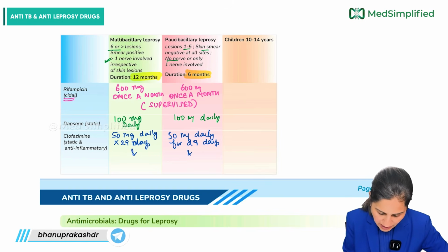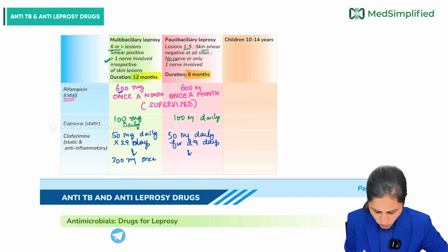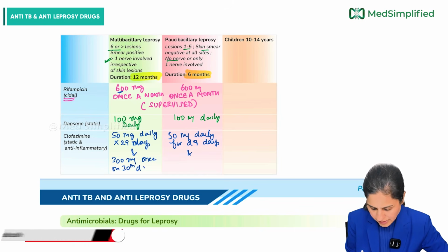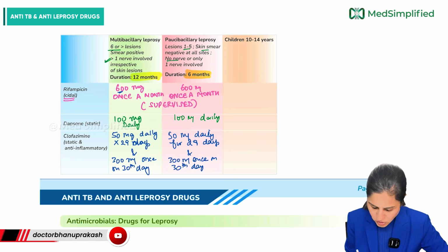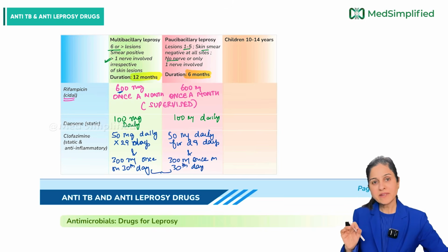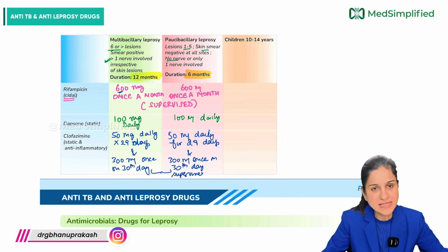Once he has to take half of 600, that is 300. So 300 milligrams once on 30th day, you can say. So obviously, whatever is once in a month, that can be supervised. So clofazimine, easy to remember.